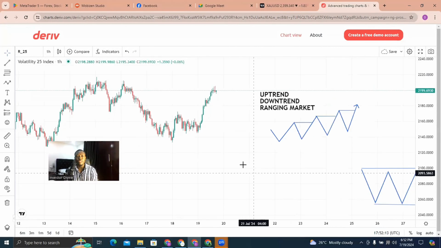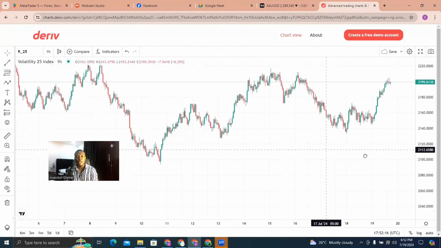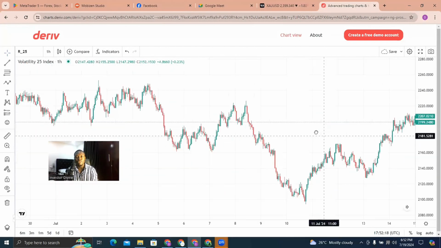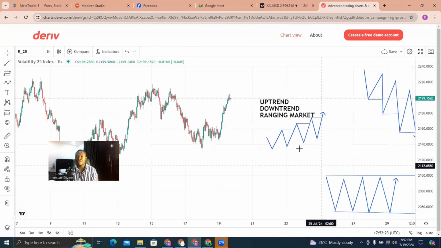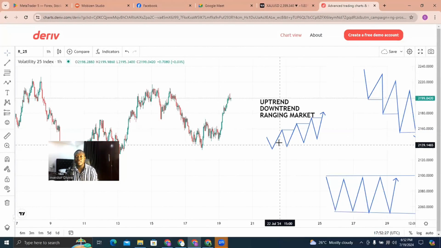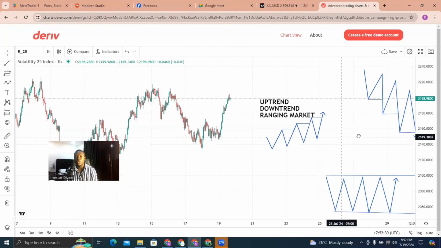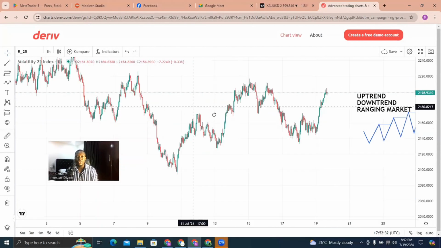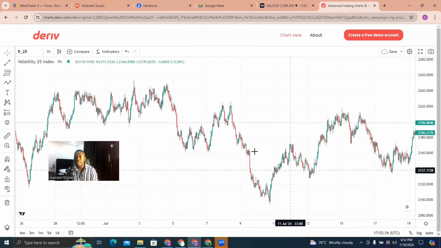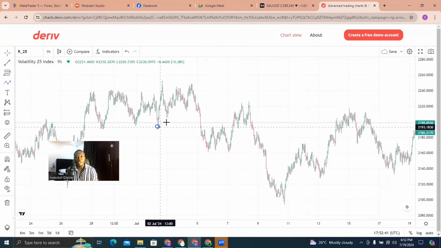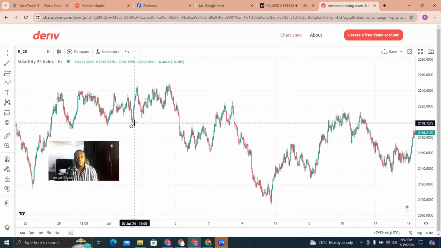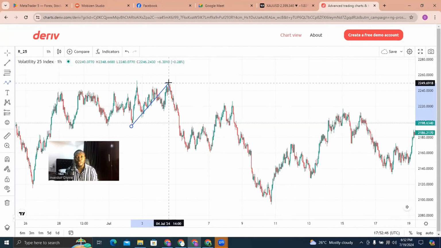Let me go to the chart and show you an example of how a downtrend will look, because of course don't expect it to be very sweet like this. I'm just using this to show you an example of what is happening in the market. It's not going to be very easy for you to identify like this, so you need to spend time on the chart. But if you zoom in, you can see what is actually going on.